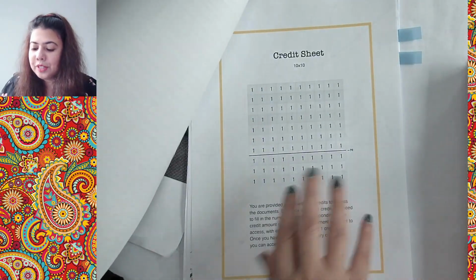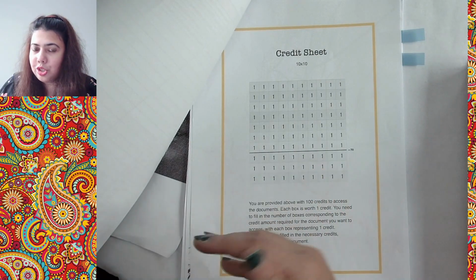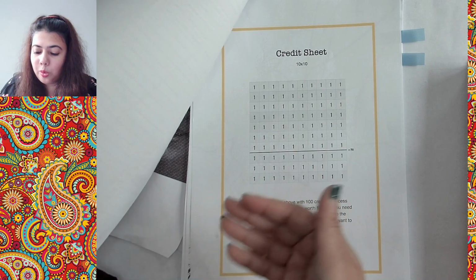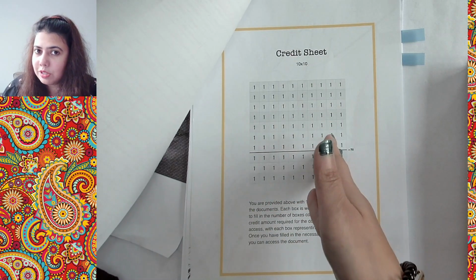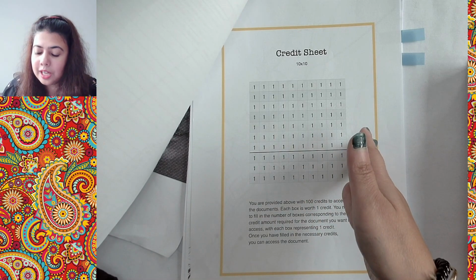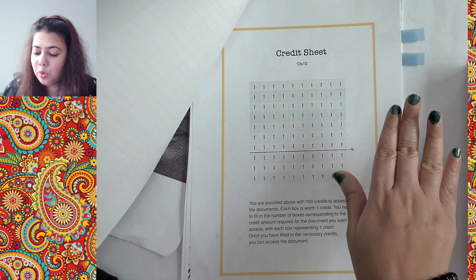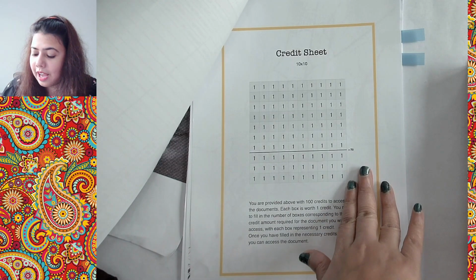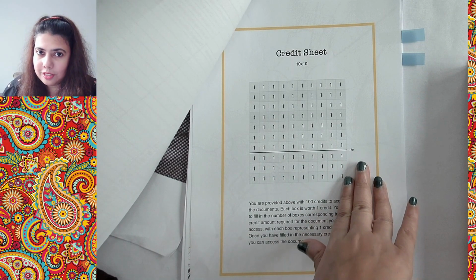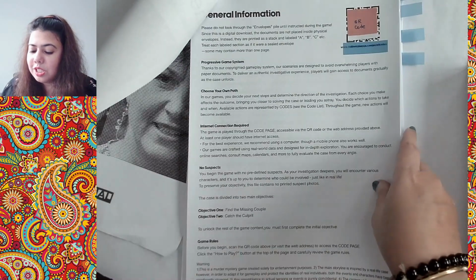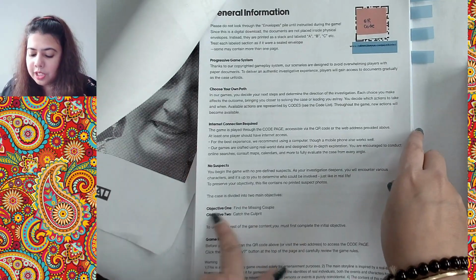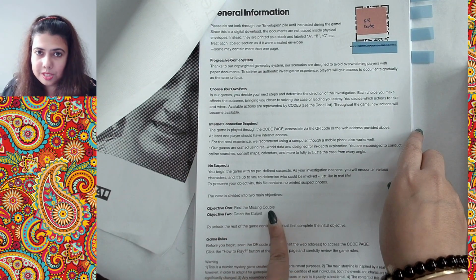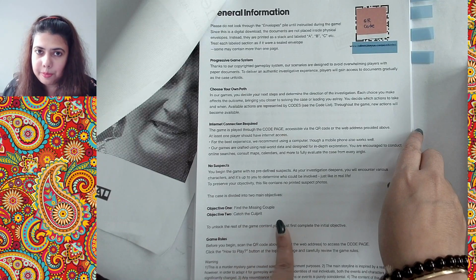Here it is. When I say credits, each activity or action that you take will ask you to eliminate a certain number of ones here, which is equivalent to the credit. And I'll tell you how that is to be done. So only 100 credits and you have to solve the entire case within that. Now that's interesting. This is where choose your own path, or the decision making, comes into the picture. There are 2 objectives. One is find the missing couple. Second is catch the culprit.